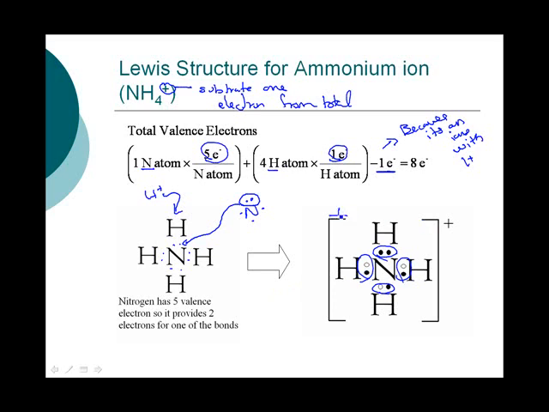Since it's an ion, we put our brackets around it, and we make sure we show our charge on the outside of it as well. But otherwise, the steps are the same as when we draw any other structure. Here we'll try one. So, sulfate ion. We'll get our total electron count first.